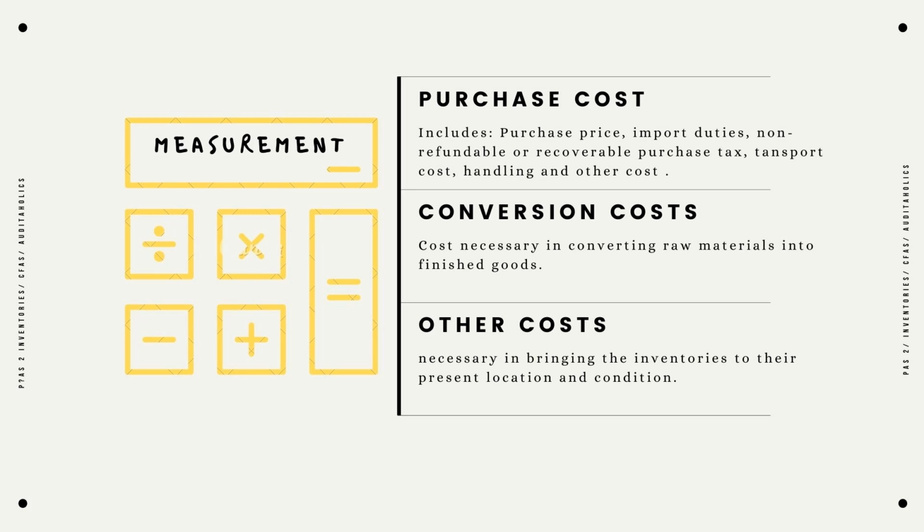Let's start with direct labor. Direct labor refers to the workers or laborers you pay to convert raw materials into finished goods. Overhead, on the other hand, includes factory rentals, factory utilities, and factory repairs and maintenance, or for example, broken machineries. Even if it is not directly related to the product itself, because you incurred it, you still need to record it as part of the cost. Next are the other costs necessary in bringing inventories to their present location and condition.